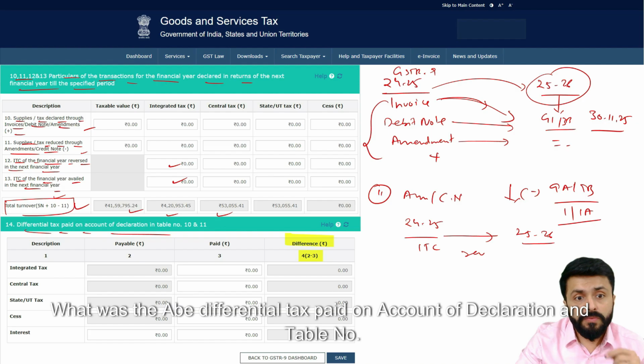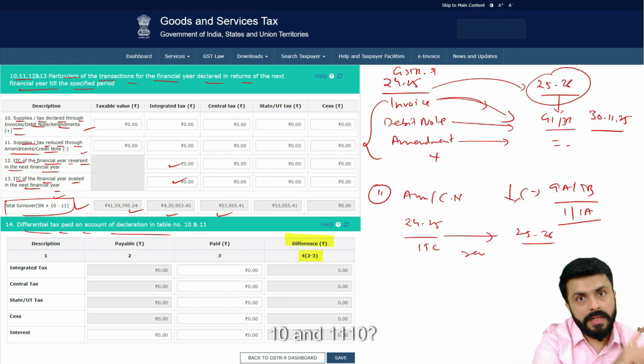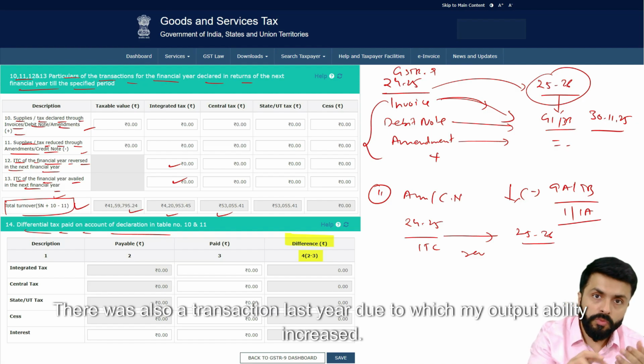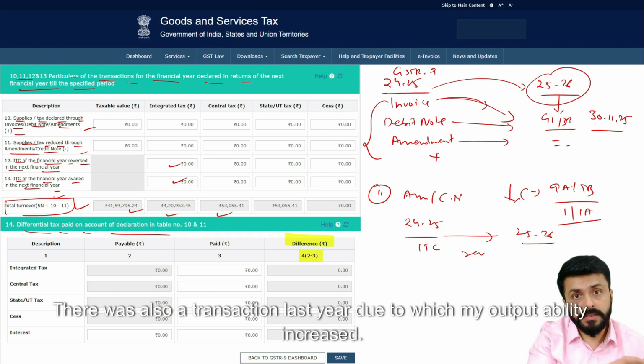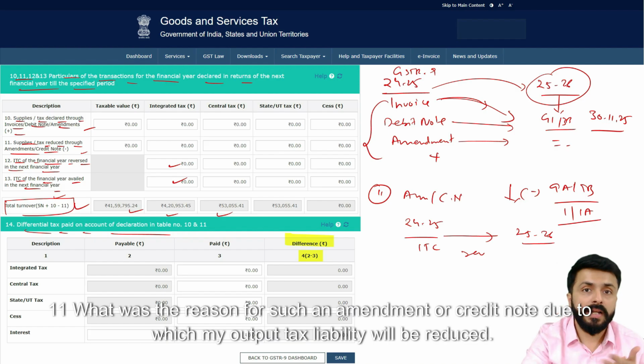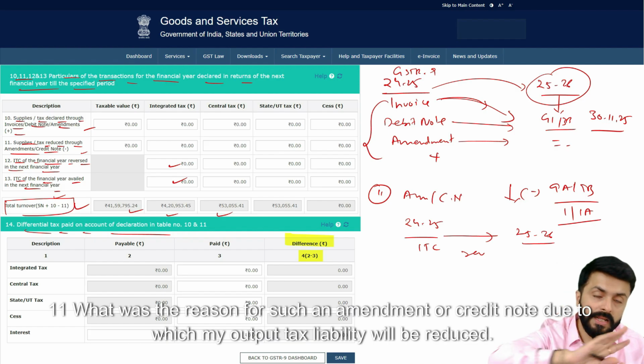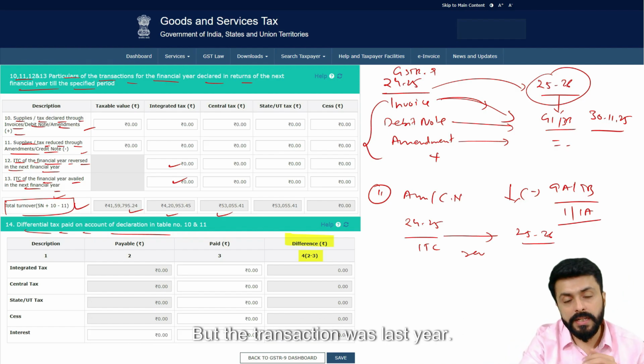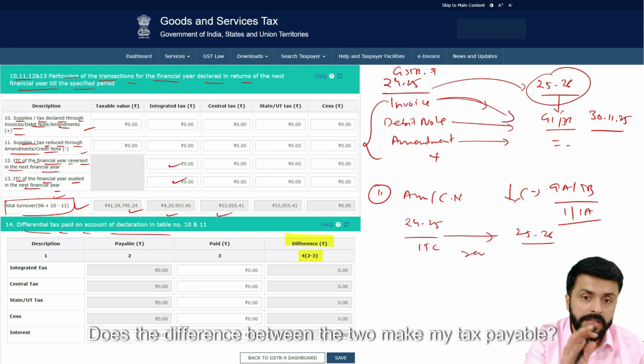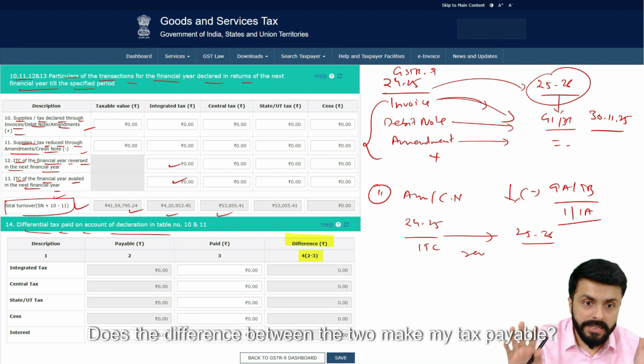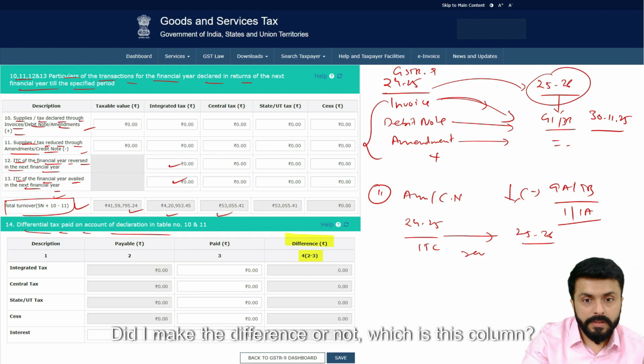What was the differential tax paid on account of declaration in table number 10 and 11? There was also a transaction last year due to which my output liability increased. In 11, what was the reason for such an amendment or credit note due to which my output tax liability will be reduced? But the transaction was last year. Does the difference between the two make my tax payable? Did I make the difference or not?